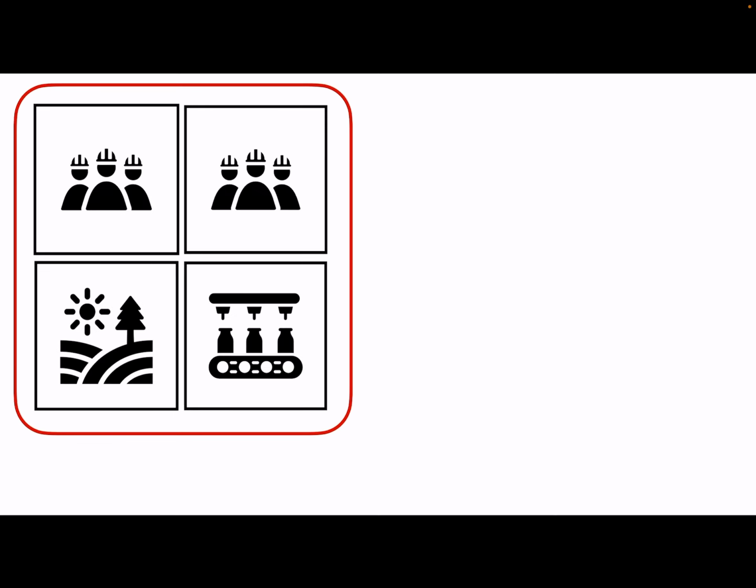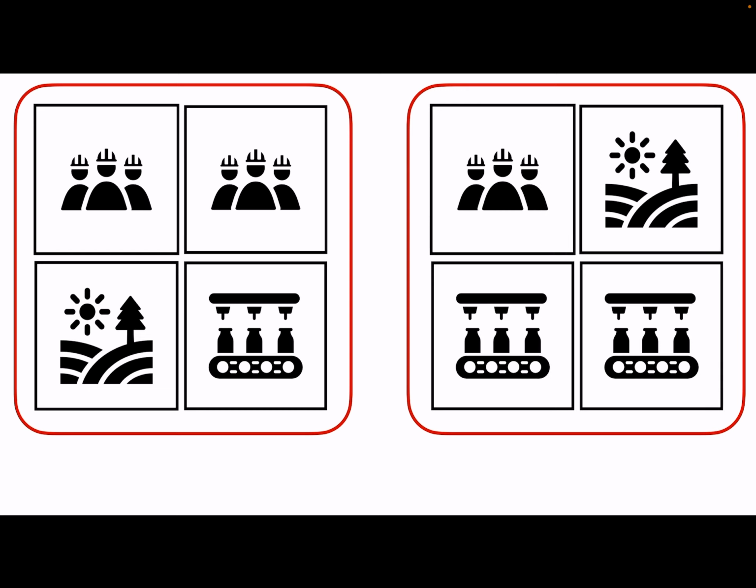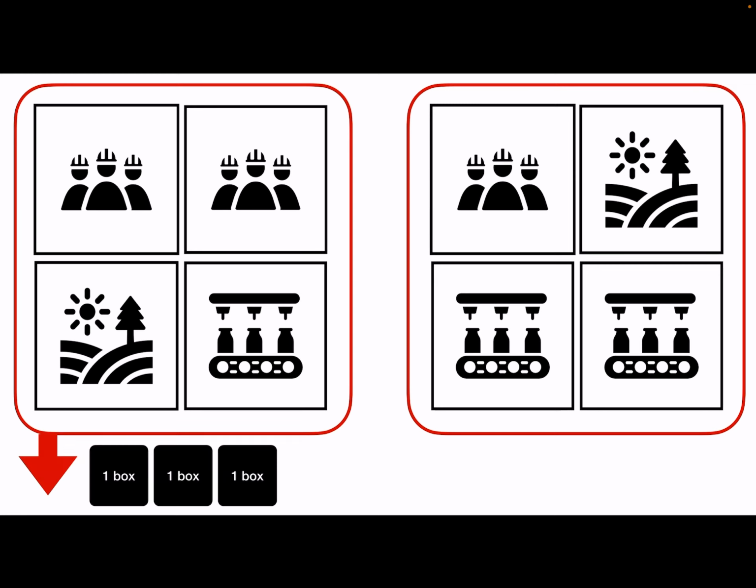Is an economy with 6 people, a field, and 1 machine bigger than one with 3 people, a field, and 2 machines? So instead of trying to measure the resources directly, we measure the output produced by all the resources in the economy. More output means the economy is bigger.